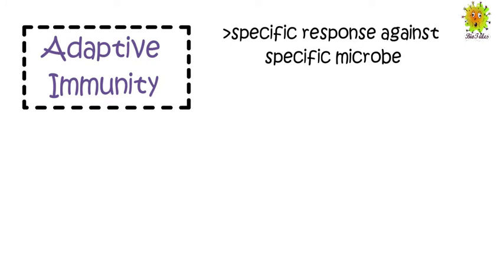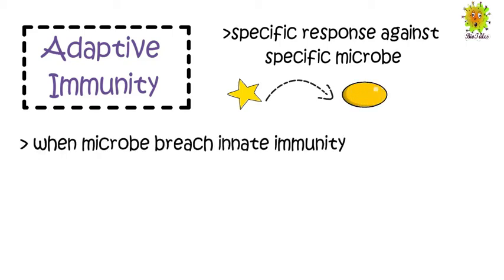Now we see what is adaptive immunity. Adaptive immunity means a specific response against a specific microbe. Adaptive immunity only responds when a microbe crosses innate immunity, and it cannot be controlled by skin, mucous membrane, and other cells of the innate immunity. But the problem is that adaptive immunity responds much slower than innate immunity.